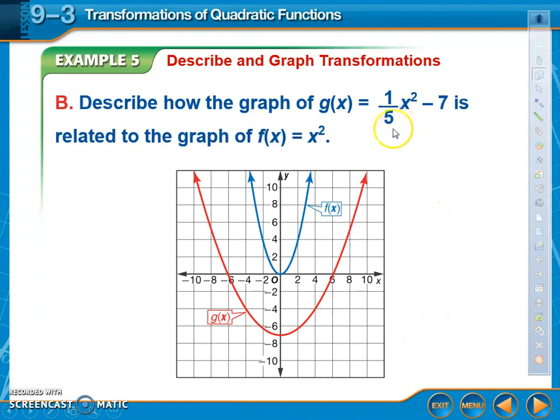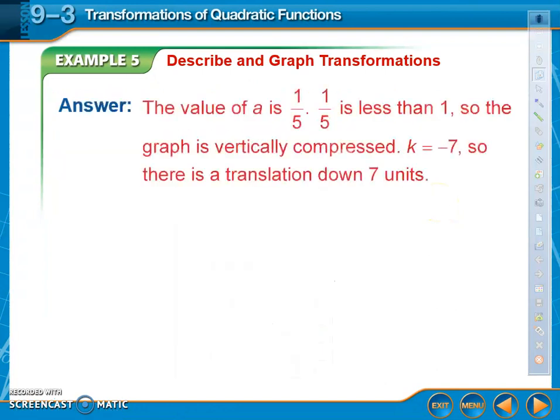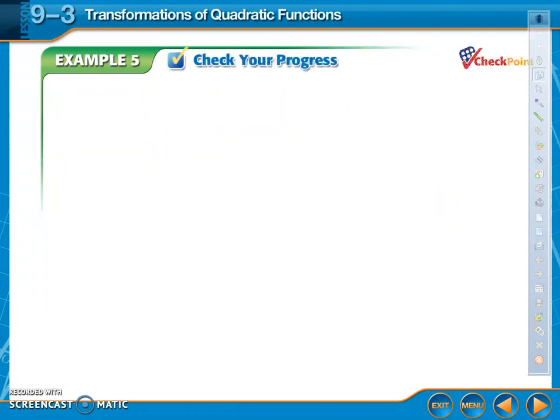How does this one relate? Well, here's your parent function. It's compressed vertically, and it's down 7 units. I can ask so many fun questions on this, guys. It's going to be awesome. So there you go.